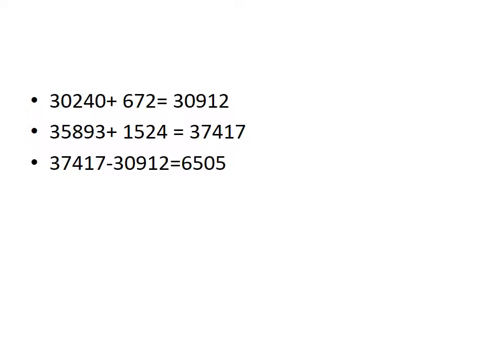First add 30240 plus 672. Answer is 30912. Now add the numbers which have a plus sign, 35893 and 1524. Answer is 37417. Now subtract both. Answer is 6505.